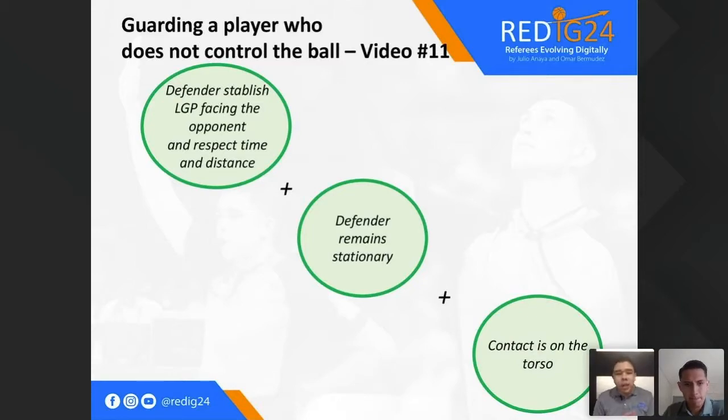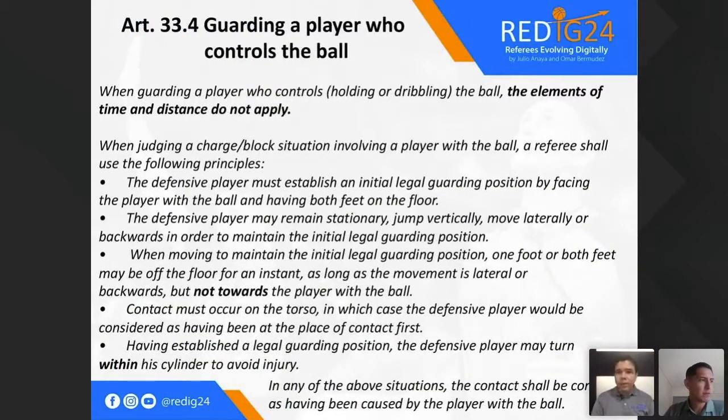So if he got the contact and then he turns a bit to avoid any injury after that contact, then he got the contact legally. It might be a charge or not, and then he did it to avoid the injury. So that's the point to watch: where the contact is created, and if he's turning to avoid an injury or to create a contact with the side of his body. So we move on. Okay, now moving forward to guarding a player who controls the ball.